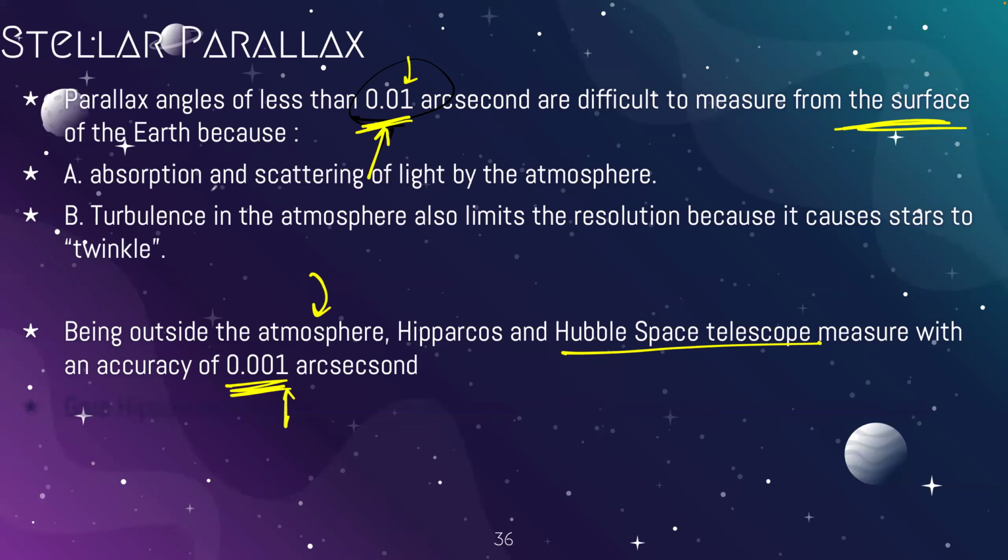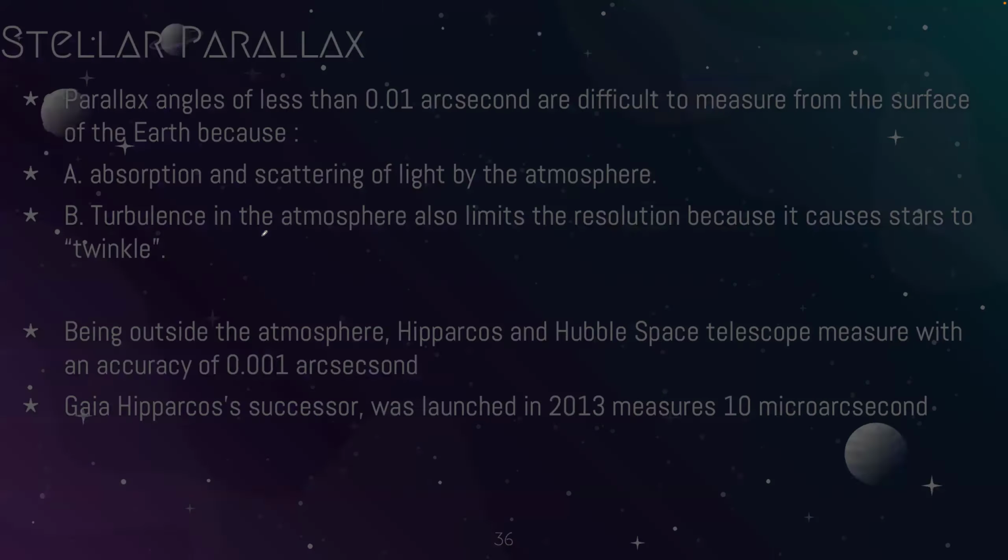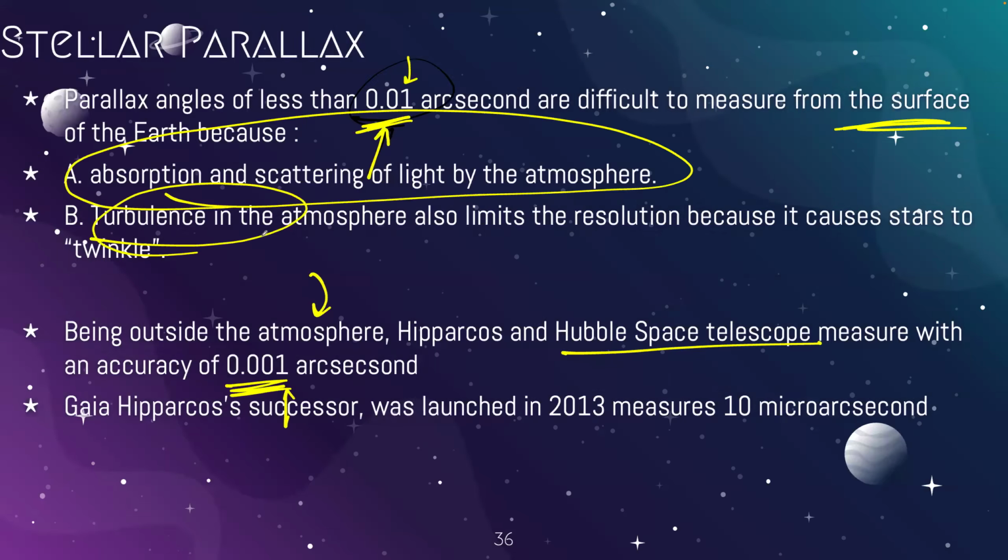It is all because we don't have any scattering of light outside, nor any turbulence due to the atmosphere causing the twinkling of the stars, right? Because outside the Earth's atmosphere, there's nothing that will cause disturbance to the viewing of the star. So that's about stellar parallax.